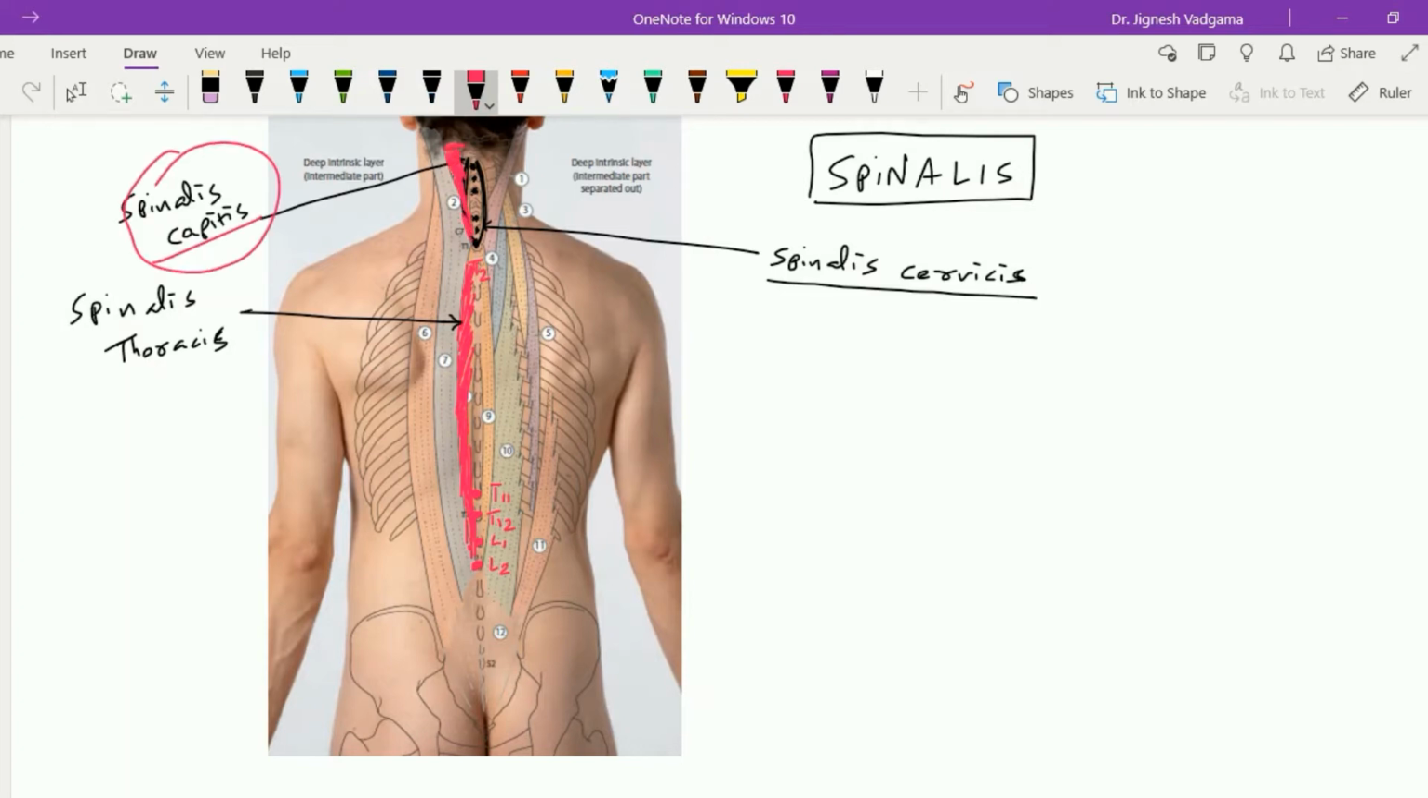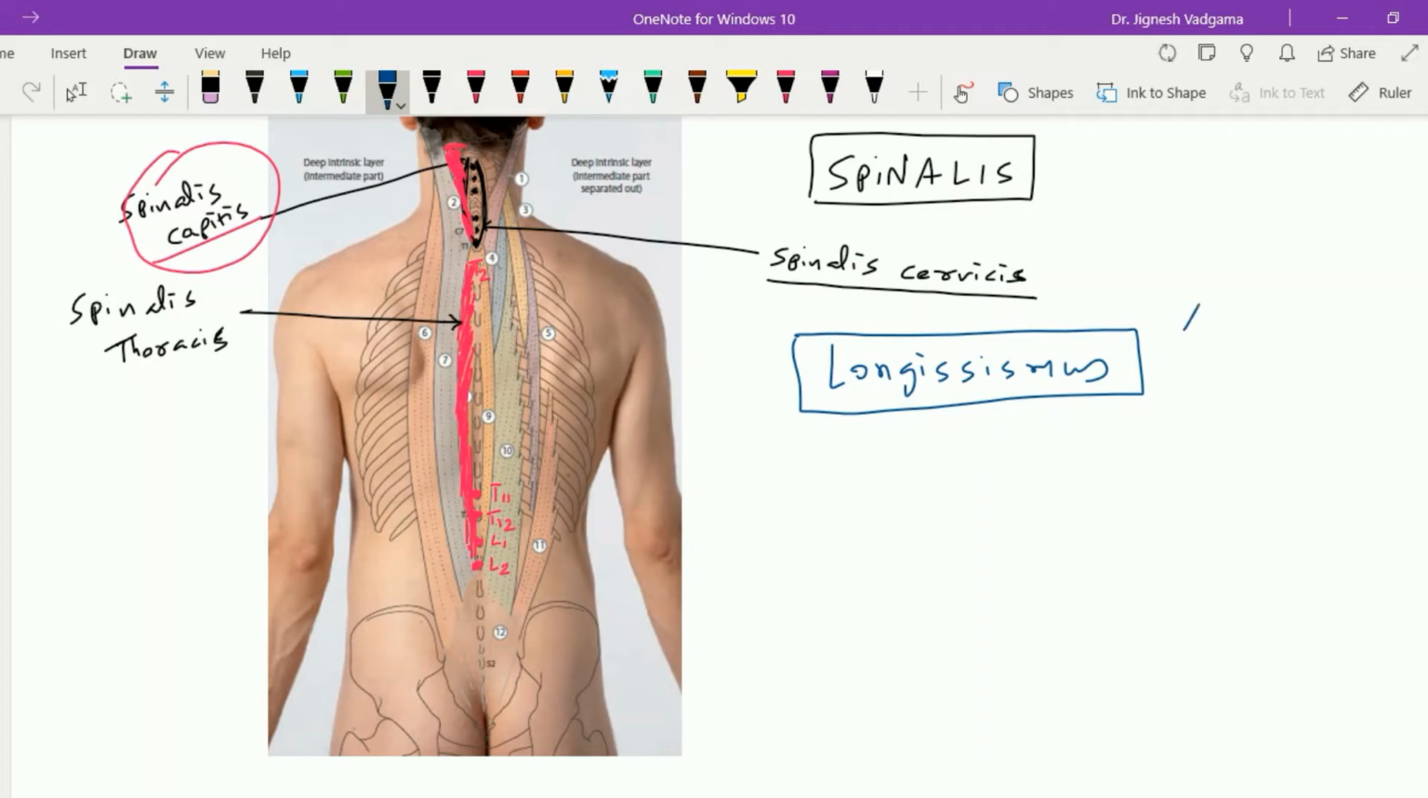As the spinalis group of muscle is situated in the most medial part of the back, that's why they arise from the spinous processes. Now let's see the second group of muscle, the longissimus muscle. This longissimus muscle also has three parts: the capitis part, cervicis part, and thoracic part.